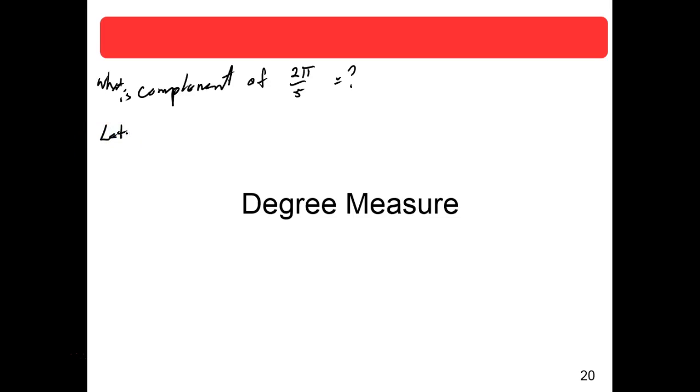Don't use pi, that's a number. Alpha, why not? Let alpha equal the complement. Okay, so that's going to answer that question. Let alpha be the answer. Now what must be true of alpha and 2/5 pi? They have to add to be pi over 2. So alpha plus 2/5 pi has to be pi halves. Do you agree with that?